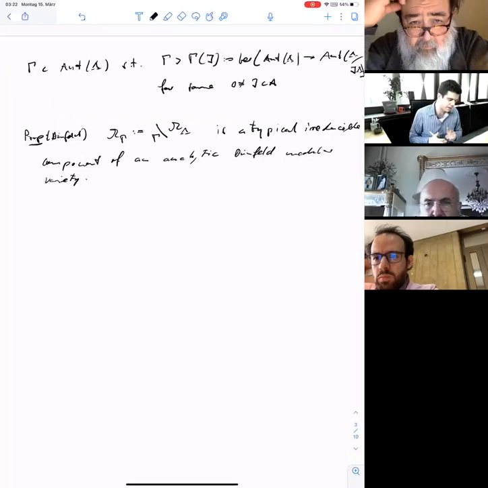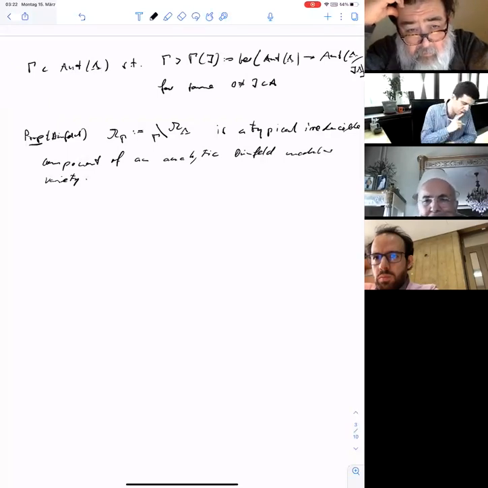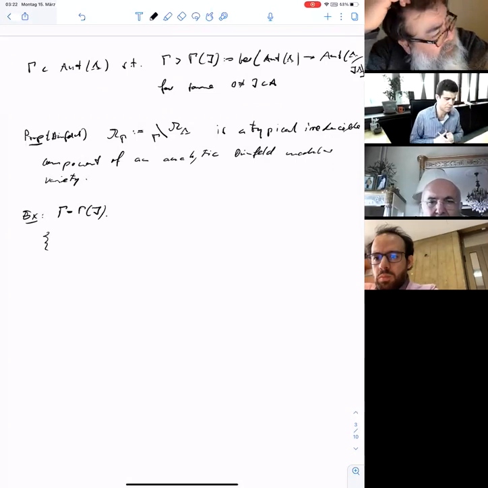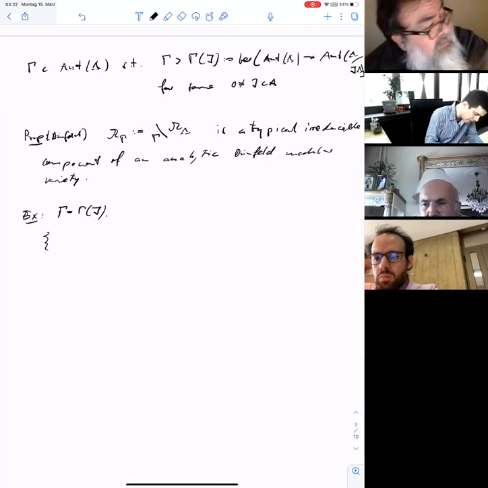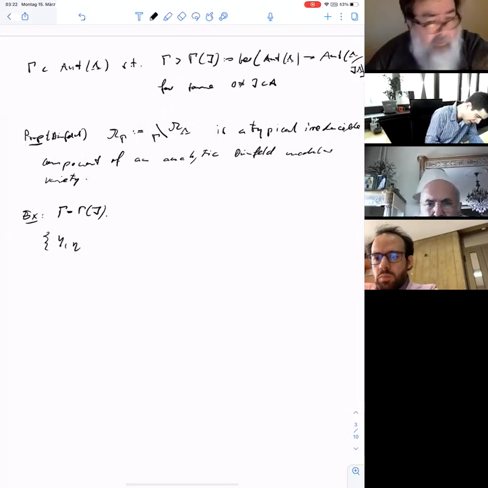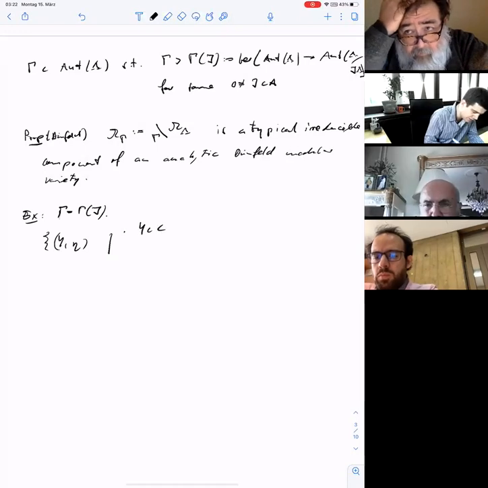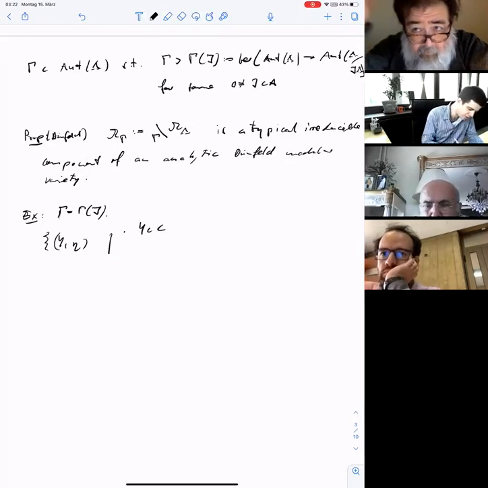So I'm not going to define the analytic Drinfeld modular variety in detail, but I'm just going to give you the description as a set of such an analytic Drinfeld modular variety in a special case. So if gamma is gamma_J, then as a set, the modular variety consists of pairs (Y, eta), where Y is a finitely projective A-module sitting in C.